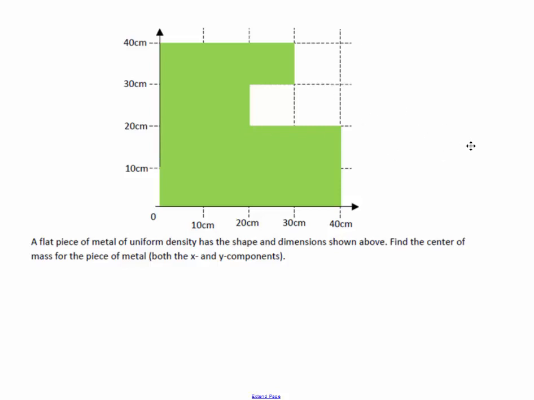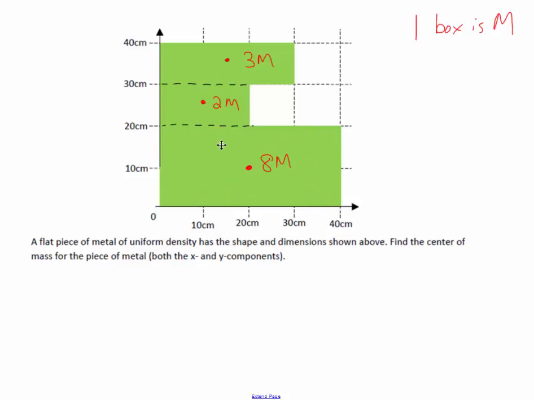Well, we have some pieces missing, but the way that we're going to take that into account is we're going to break this up into individual 10 centimeter by 10 centimeter squares. So we're going to call the mass of each of these 10 centimeter by 10 centimeter boxes M. And so we can see that we have broken this piece up into 3 separate pieces. The first piece is this bottom half of the square.